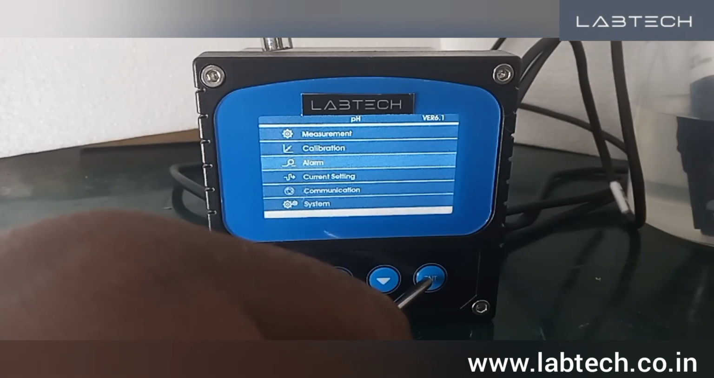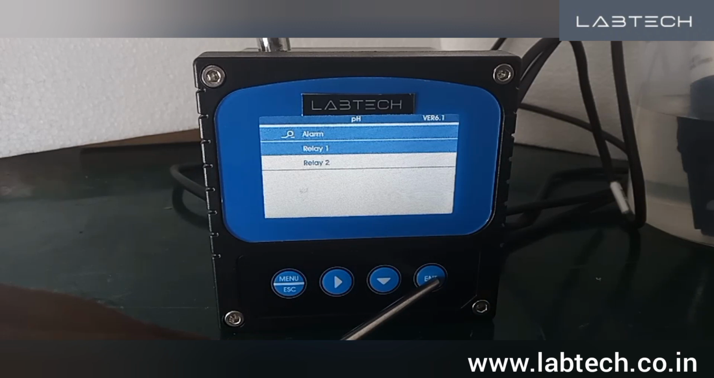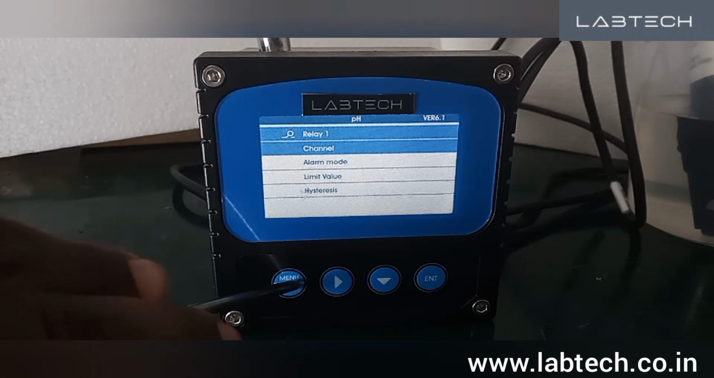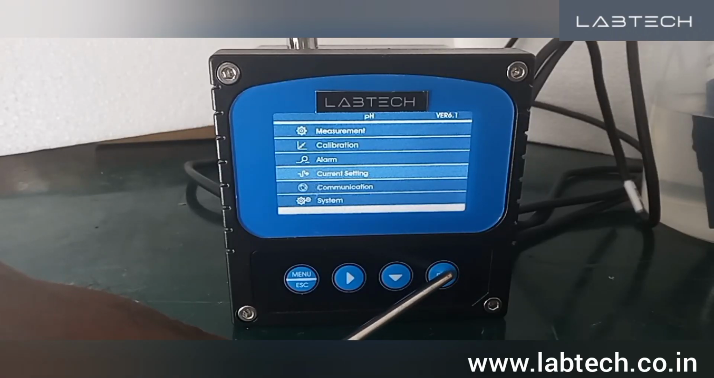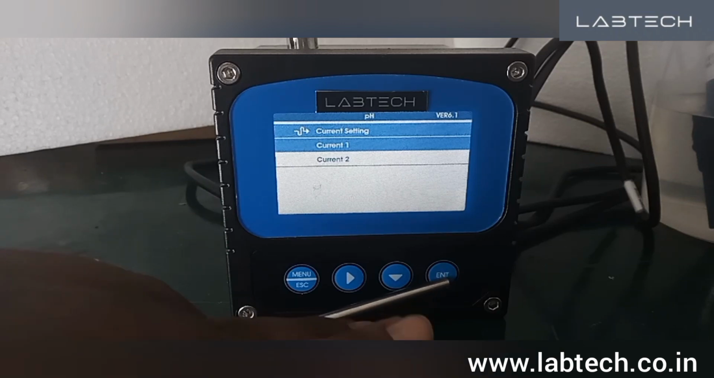Next is the alarm menu. There we have two relay outputs, relay 1 and relay 2. It is able to find out whether it has the higher alarm value or lower alarm value. The main thing is, we could find the status also in the relay. The next important part is about the output. We have the current output 1, current output 2, and the RS-485 communication output.